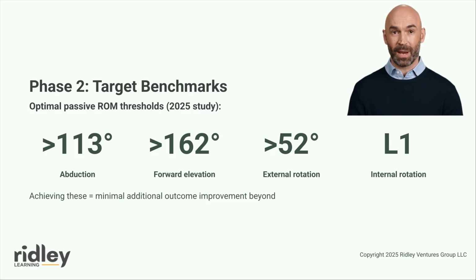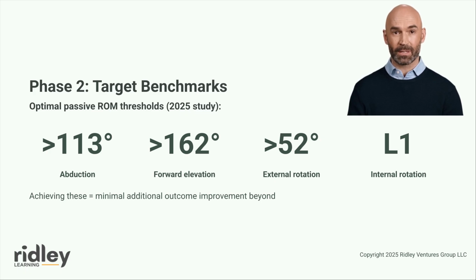Quantitative benchmarks for passive range of motion that are associated with maximal patient-reported outcome improvement have been identified in a 2025 study. Abduction greater than 130 degrees, forward elevation greater than 162 degrees, external rotation greater than 52 degrees, and internal rotation to the L1 vertebral level.